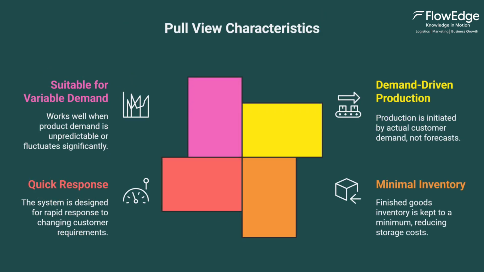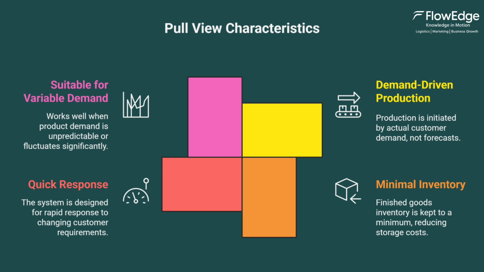Now, let's move to the pull view. In this model, supply chain decisions are based on actual customer demand. Products are manufactured or distributed only after orders are received. Let's explore the key characteristics of this approach.